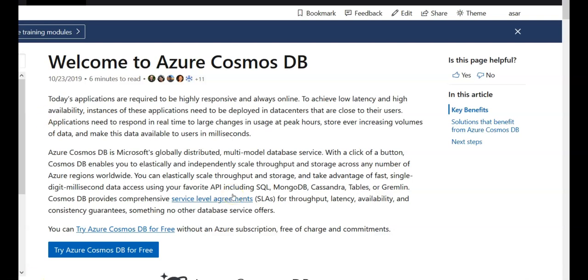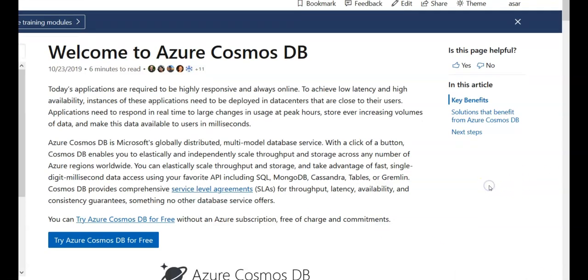Azure Cosmos DB is Microsoft's globally distributed multi-model database. With a click of a button, Cosmos DB enables you to elastically and independently scale throughput and storage across any number of Azure regions worldwide. We can elastically scale throughput and storage and take advantage of fast single-digit millisecond data access using our favorite API, including SQL, MongoDB, Cassandra, Tables, or Gremlin. Cosmos DB provides comprehensive service level agreements for throughput, latency, availability, and consistency guarantees. So we will try the Cosmos DB as well.